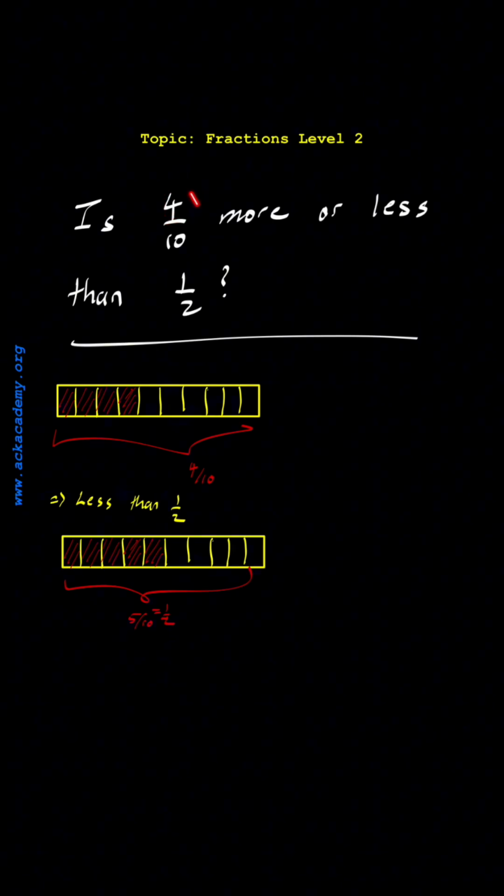So 4 is behind the 5, right? So this section is behind this 1/2 section, which makes it less than the 1/2. So that's why 4 over 10 is less than 1/2.